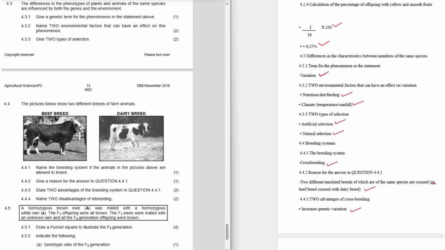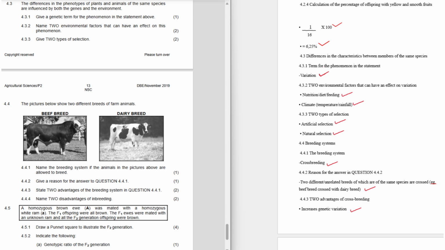Then 4.4. The picture below shows two different breeds of animals, a dairy breed and a beef breed. 4.4.1. Name the breeding system if the animals in the pictures above are allowed to breed. You have two different breeds, and these two different breeds are of the same species. What breeding system can we use? Cross breeding.